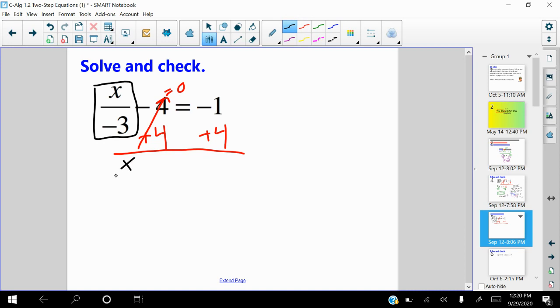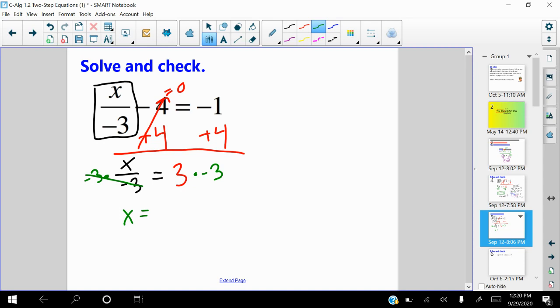We now have x divided by negative 3 is now equal to negative 1 plus 4, which is positive 3. I now see I have x divided by negative 3. We also can say x over negative 3, but the proper term is x divided by negative 3 is equal to 3. To undo division, we have to multiply by whatever that denominator is. So I multiply by our denominator. Negative 3 divided by negative 3 turns out to be 1. So we just have 1x.